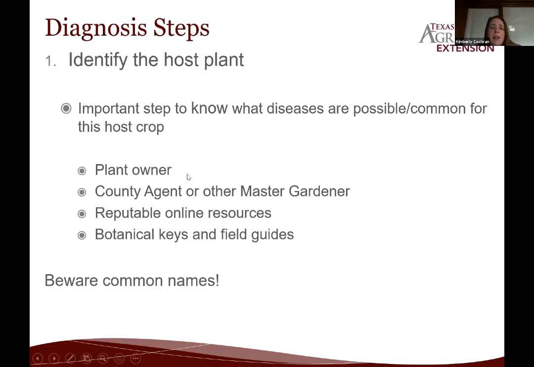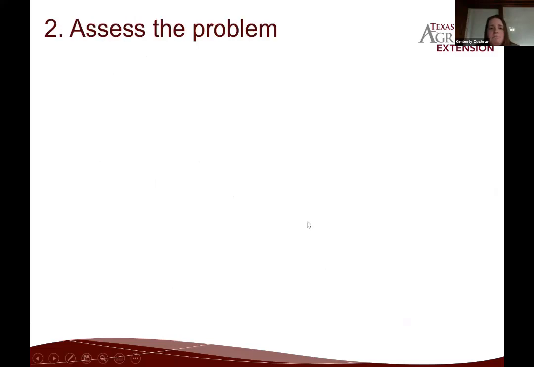All right, so ID the host plant. This is an important process of elimination step in that you can automatically rule out a ton of problems that are not an issue on that particular plant host, because not all pathogens infect all plants. You can consult the plant owner, your county agent's great, online resources, botanical keys and field guides are all wonderful sources. The one thing is beware of common names. For example, what we call pigweed here and what we call pigweed in Arkansas are not the same thing. They're in the same family, but not the same species. So just be aware of that.